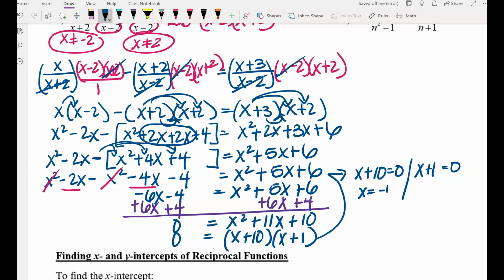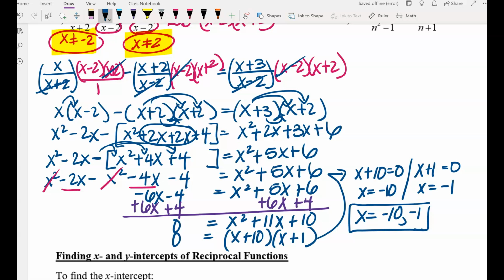So you have two answers, but don't forget we have to compare these answers to your restriction. Let's see. You have x minus 2 and x plus 2. Neither one of these are 2 and negative 2, so woo woo, we can keep both. Yay! So we have two answers, right? Negative 10 and negative 1. I think this is the first time that we get to keep both.